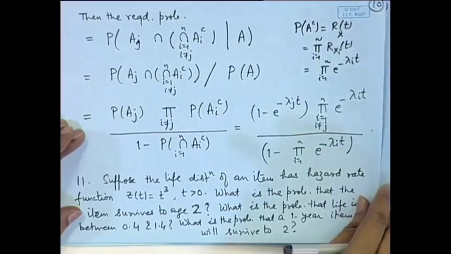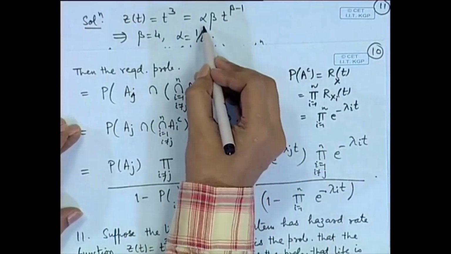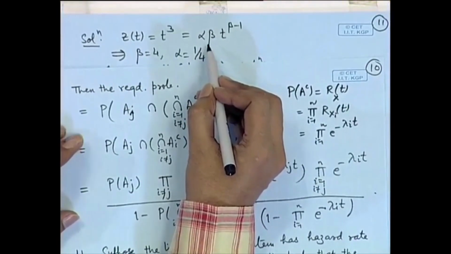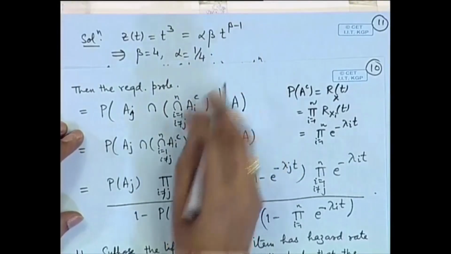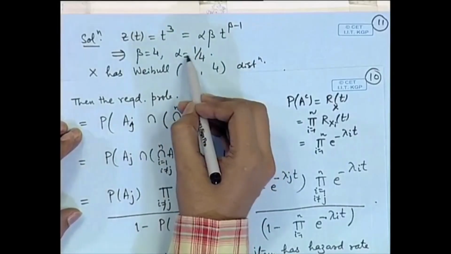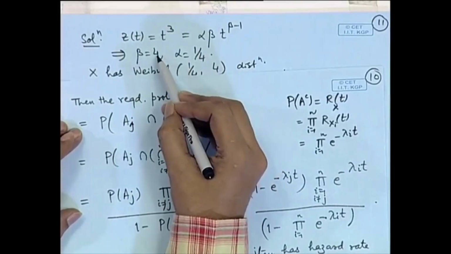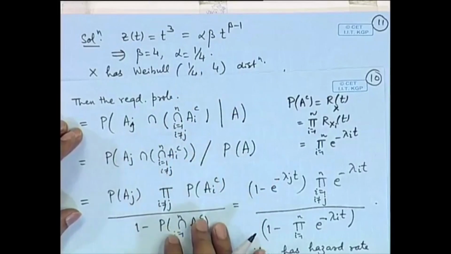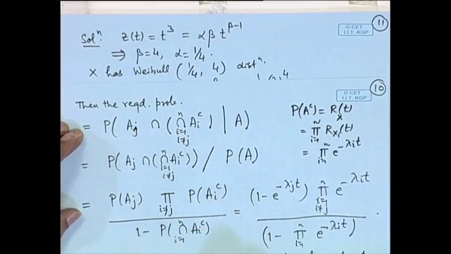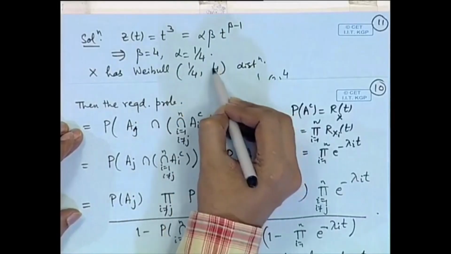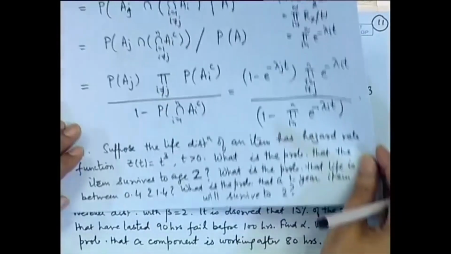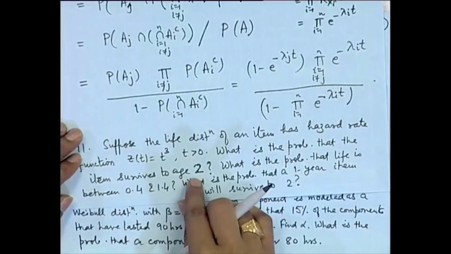So, we can determine the parameters of the Weibull distribution here. If we compare it with alpha beta t to the power beta minus 1, it gives alpha equal to 1 by 4 and beta equal to 4. That means the life of the item has a Weibull distribution with parameters alpha equal to 1 by 4 and beta equal to 4. So, what is the probability that the item survives to age 2?